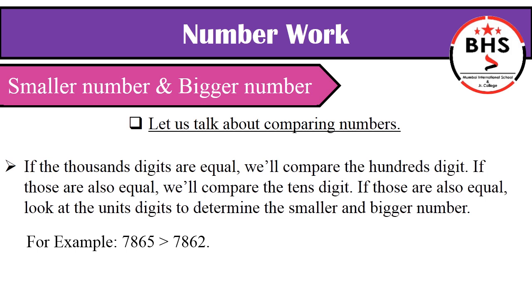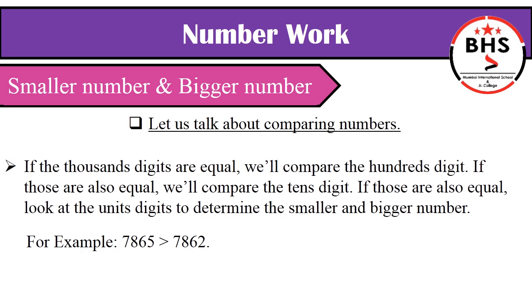Are at the thousands place in both the numbers. In both the numbers, 7 is at the thousands place. So now, we'll compare the digits which are at the hundreds place. In both the numbers, 8 is at the hundreds place. So now, we'll compare the digits which are at the tens place. In both the numbers, 6 is at the tens place. So now, we'll compare the digits which are at the units place.